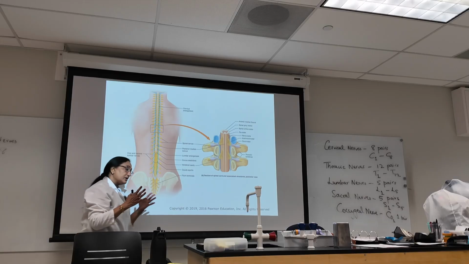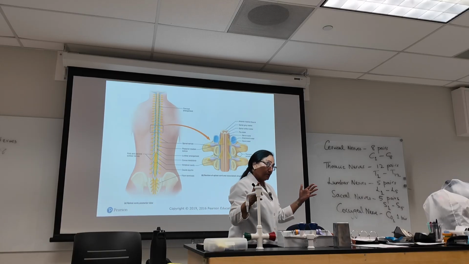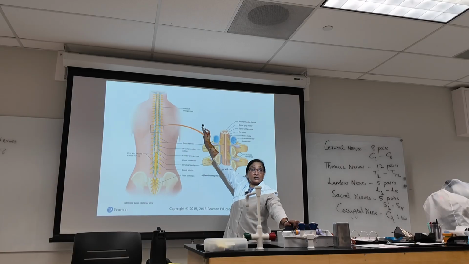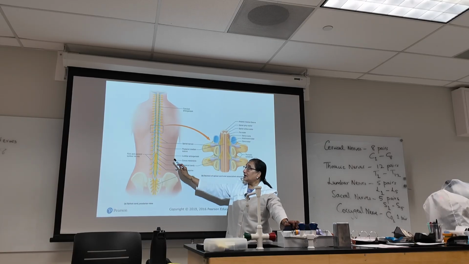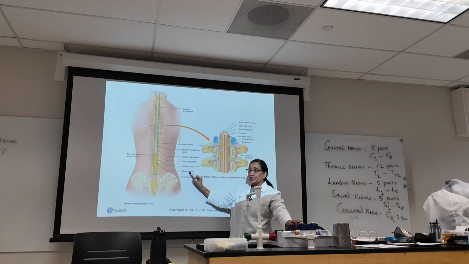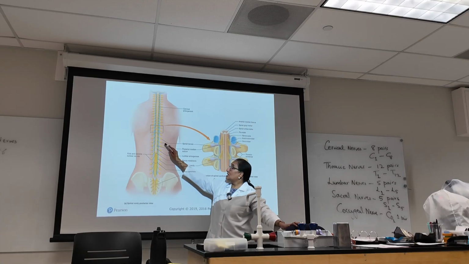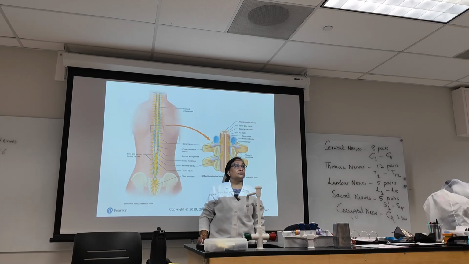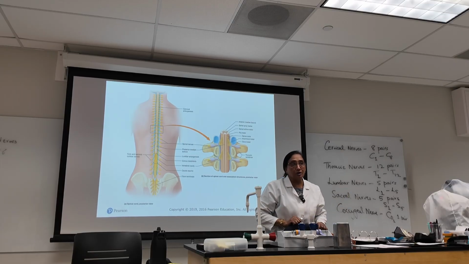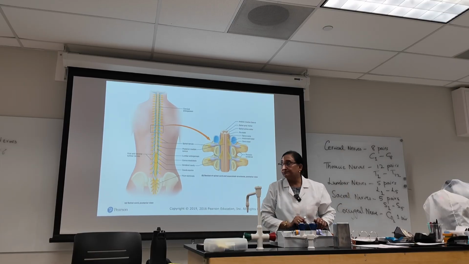So just by looking at the spinal cord model, you should be able to identify cervical enlargement, lumbar enlargement, conus medullaris, filum terminale, cauda equina, and these are the spinal nerves. This is what you should be able to identify on a model of the spinal cord.